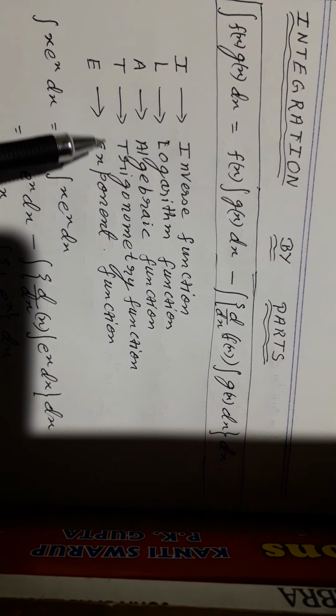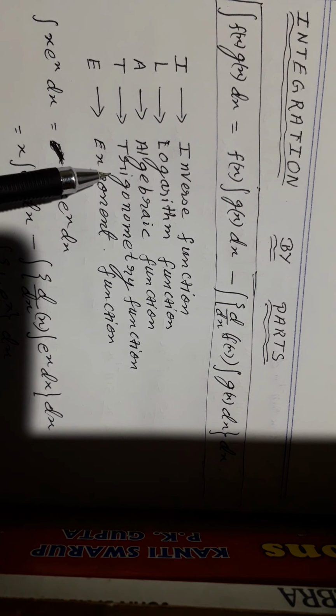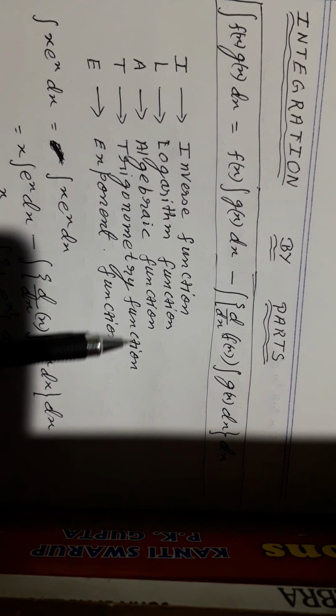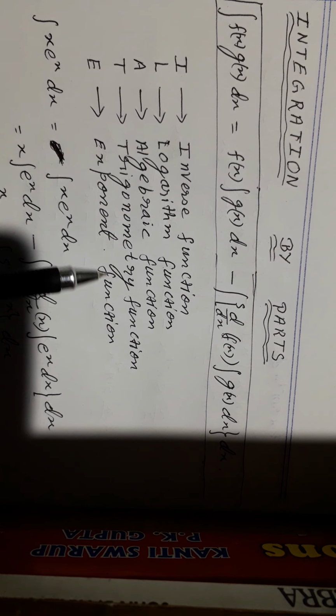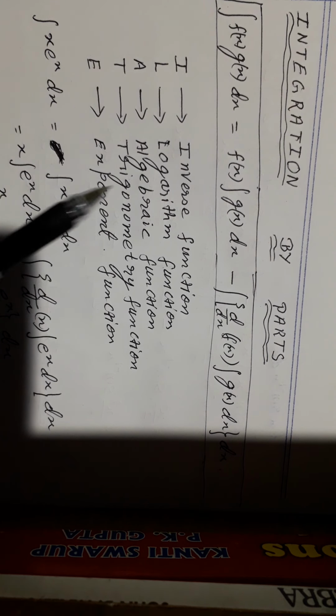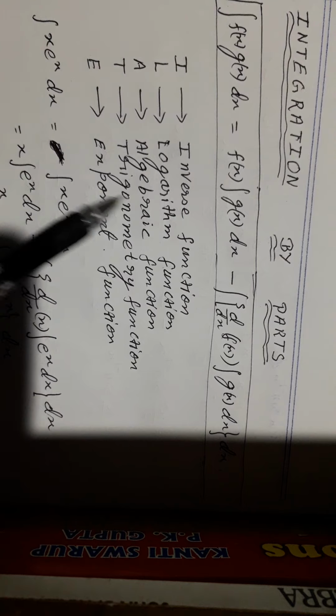T is the trigonometric function, such as sine x, cos x, tan x. E is the exponent function, of the type e to the power 2x, e to the power 3x, and so on. Using this order, we choose the first function.